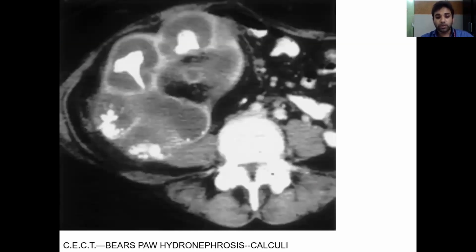This is Beer-Sprague hydronephrosis. The CECT shows Beer-Sprague hydronephrosis with calculi. The Baird's sign refers to the cross-sectional appearance of the kidney affected by xanthogranulomatous pyelonephritis.